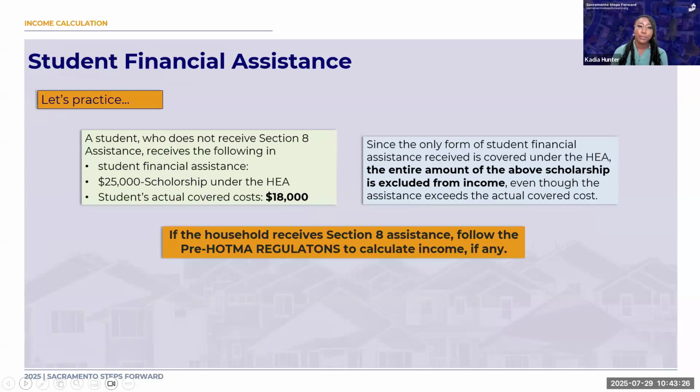So here's one more scenario. A student who does not receive Section 8 assistance receives the following in student financial assistance: $25,000 scholarship under the HEA. The student's actual covered cost is $18,000. Since the only form of student financial assistance received is covered under the HEA, the entire amount of the above scholarship is excluded from income, even though the assistance exceeds the actual covered costs. If the household receives Section 8 assistance, follow the pre-HOTMA regulations to calculate income, if any. Next slide.